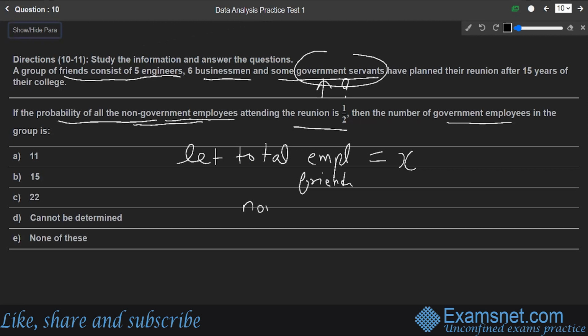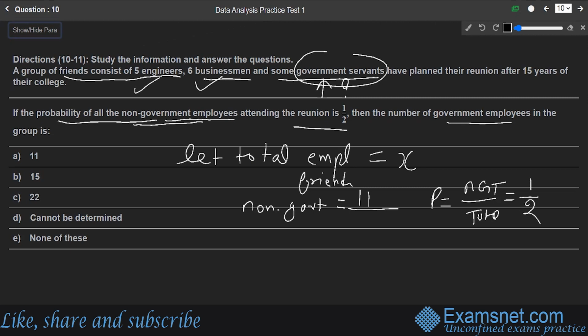So how many non-government employees do we have? We have 5 engineers and 6 businessmen. These are the non-government employees, so that is a total of 11. The probability of getting a non-government employee will be non-government employees divided by total employees, and that is already given to be 1 by 2.